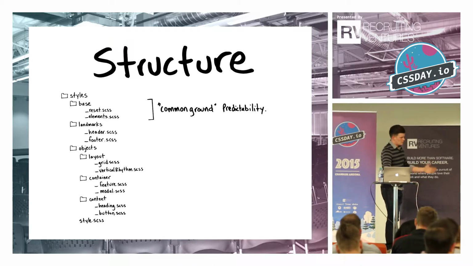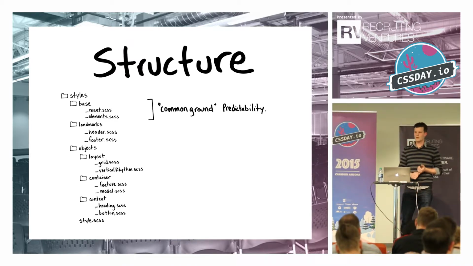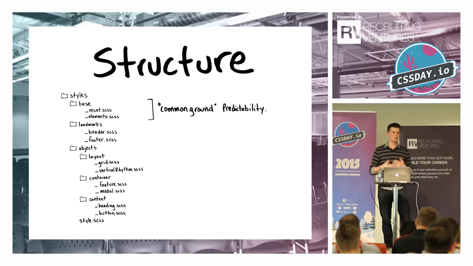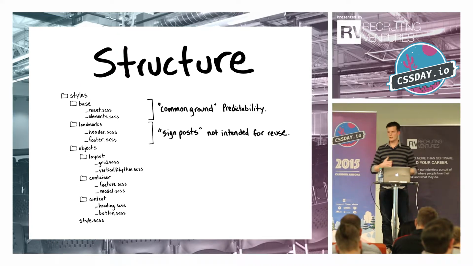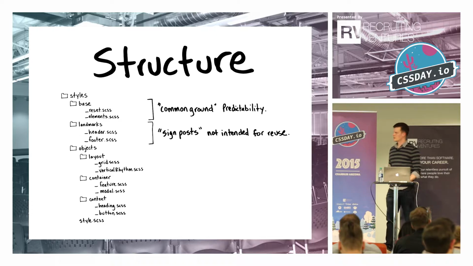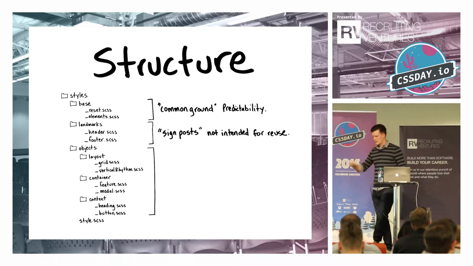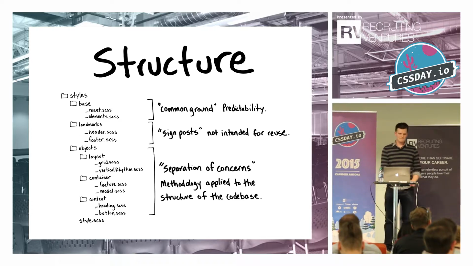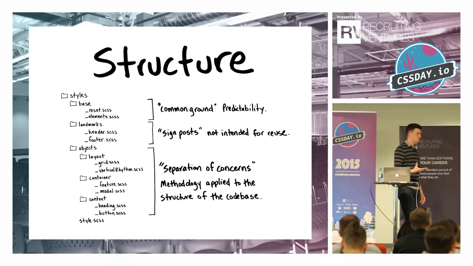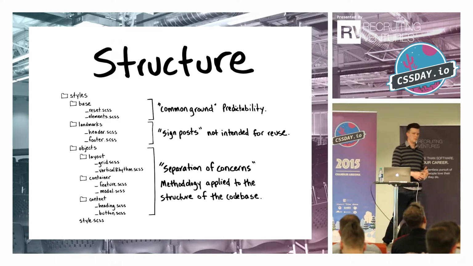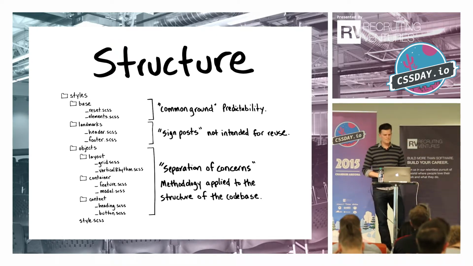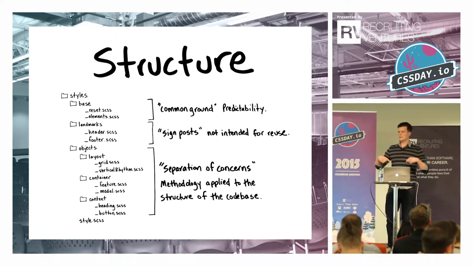So here's a better way to do it. And we'll look at that. Beginning with base, so applying our categories, we've got a common ground. This is our predictability place, right? We get to reset all of our stuff, whether you buy into that or not. This is where you get to do that. Our landmarks, here's our signposts, things we don't intend to be reused. We've isolated those away in a separate folder. And then finally, our separation of concerns: objects are categorized by layout, container, content. Repeaters would go in there as well. That is applying our methodology to our code base.